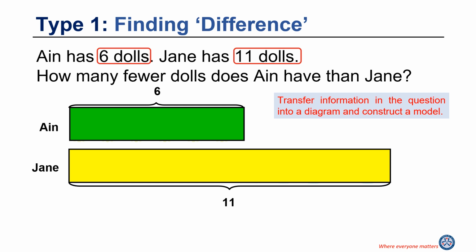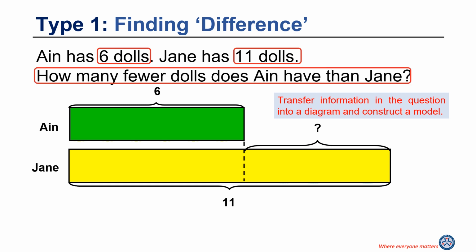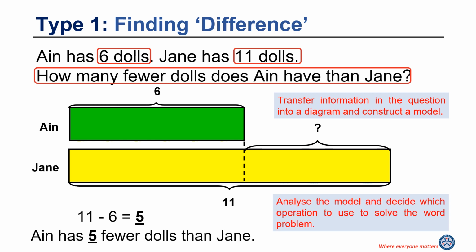The part that represents the fewer will be the part that she needs to add on to be the same as Jane. It is also the extra part behind Jane after comparing with Ayin. We take what Jane has and subtract what Ayin has to find that extra part Ayin needs to have to be the same as Jane, which represents the number of dolls Ayin has fewer than Jane.